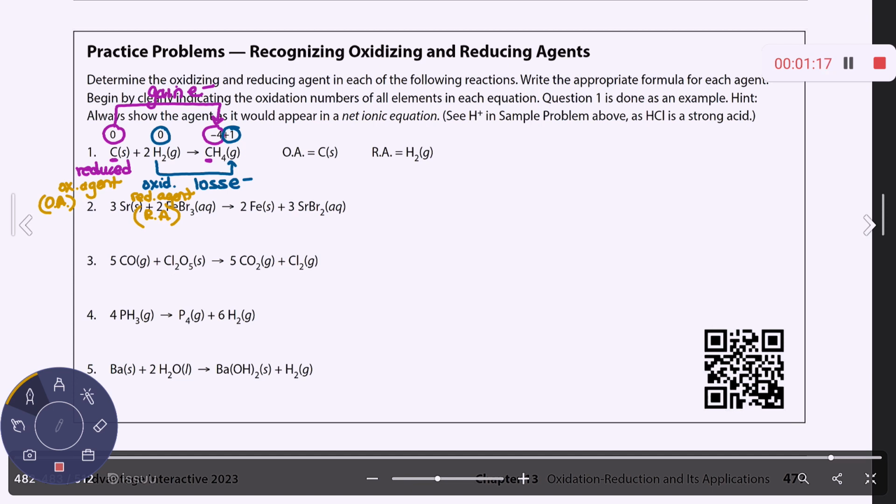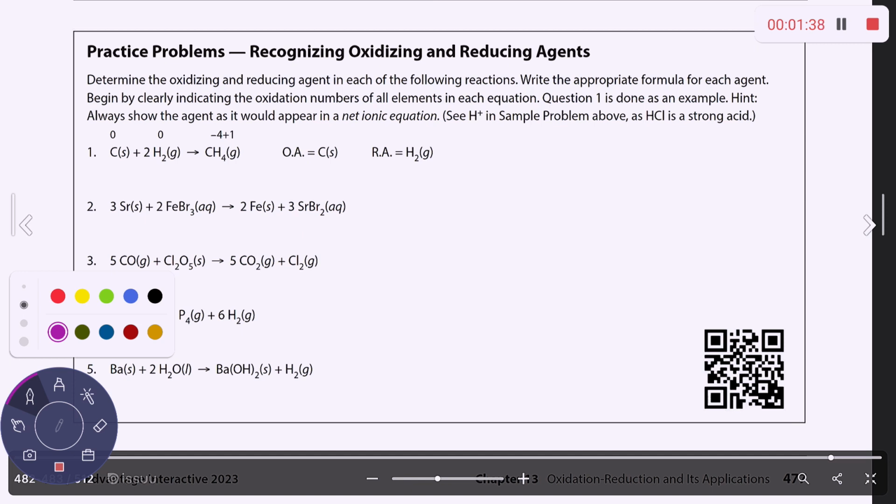So now what I want you guys to do is number 2 and number 3 and number 4. Label them with oxidation numbers, determine what's oxidized and reduced, and then label the oxidizing agent and reducing agent, okay? And let's see what you guys come up with.